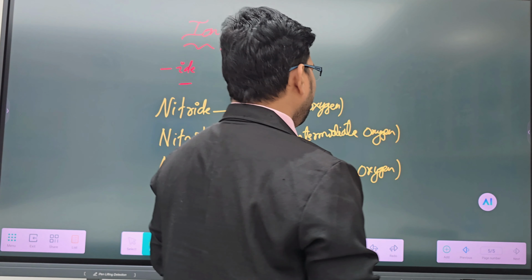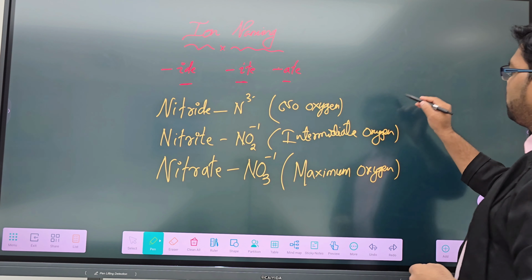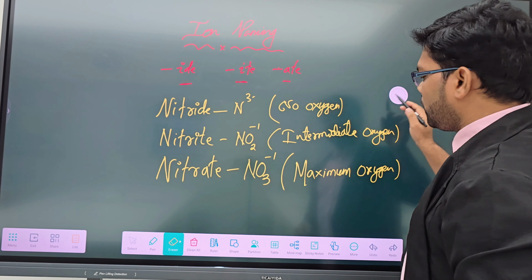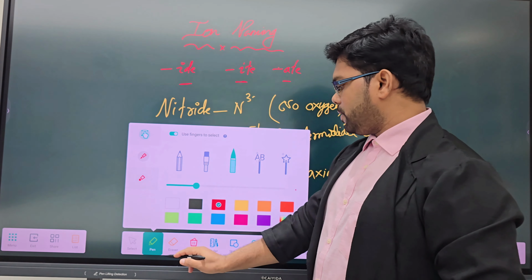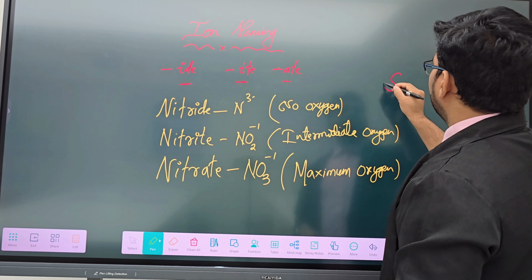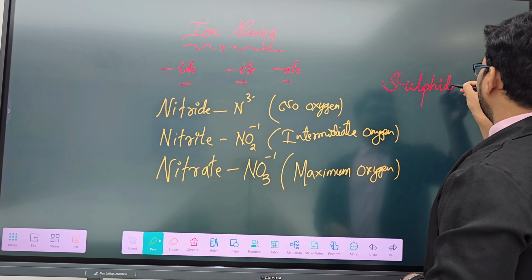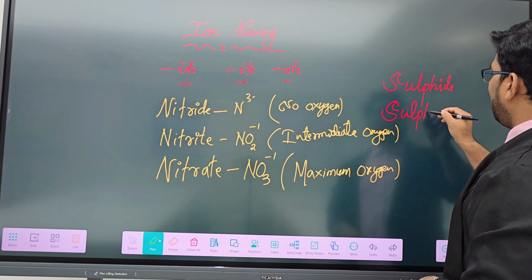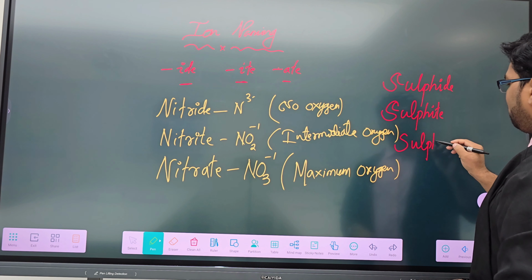Okay, the same way, if you write this type of ion, let me just change the color so that it will be easier. Okay, so this is about sulfide, and then it is your sulfite and sulfate.